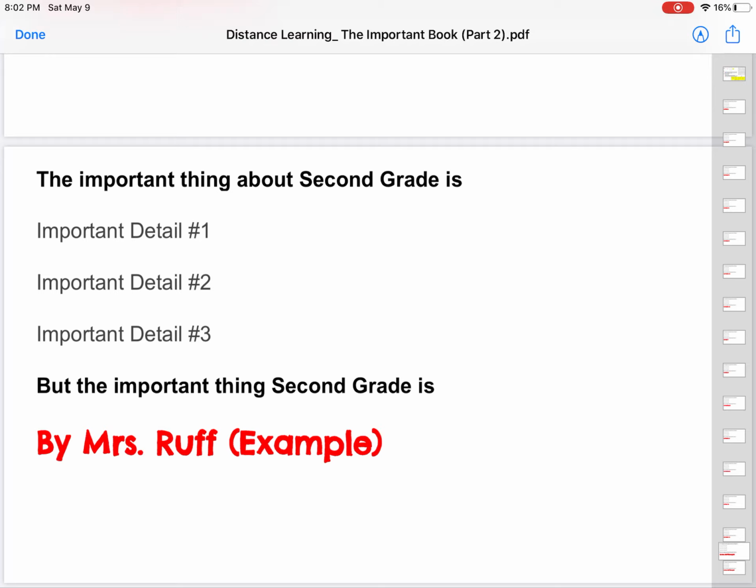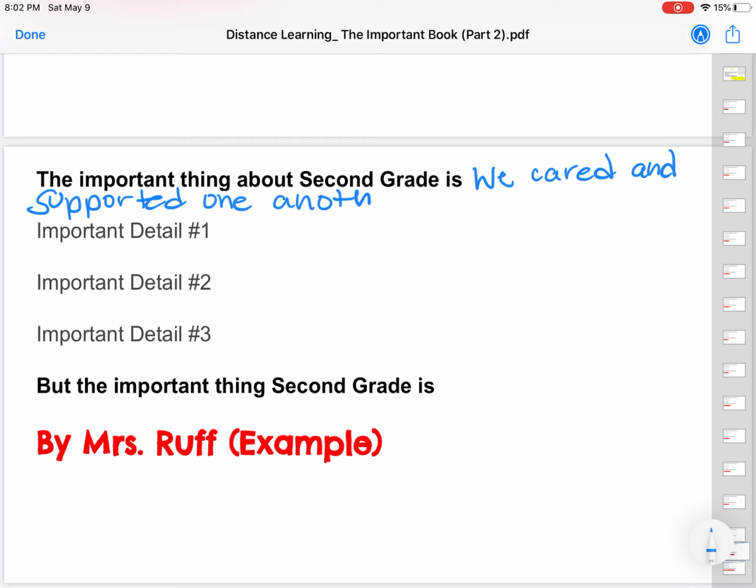So once you have found your slide, you can start writing your important thing. So it says, I've started it for you. The important thing about second grade is, and I wrote, "We cared and supported one another." So I can't type, but I will write. "We cared and supported one another."